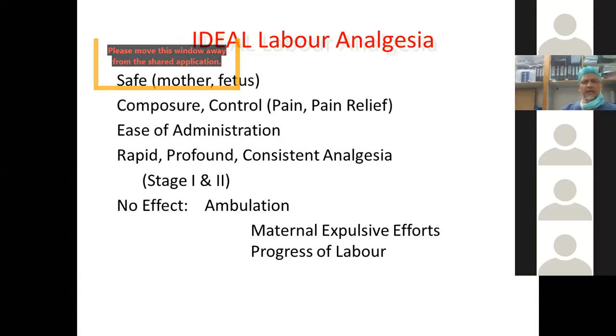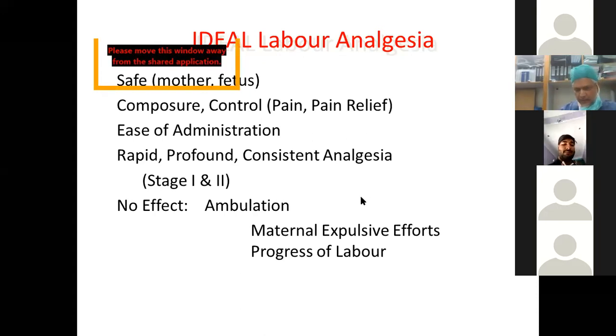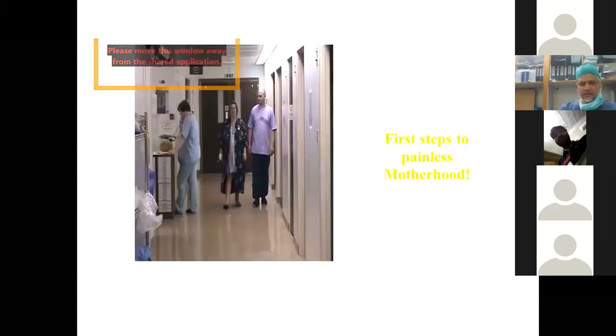Ideal labor analgesia: controlled pain relief, ease of administration, rapid and profound, consistent analgesia, no effect on ambulation, maternal expulsive effort, and progress of labor. These should not be affected. So, first step to painless motherhood.